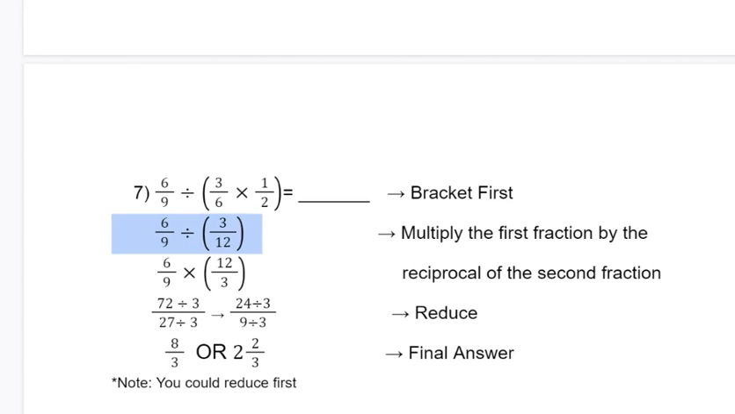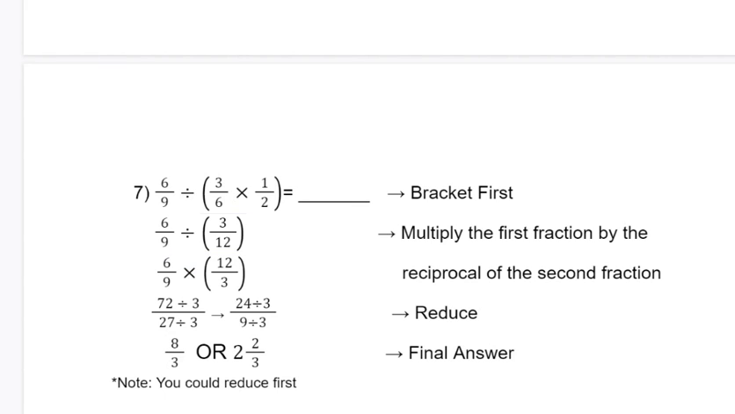Now, if you remember, based on our last few lessons on fractions, whenever you are dividing fractions, you have to flip the second one. So in this case, you would flip the 3 over 12, and then you would change the division sign to multiplication. So that is what we're going to be doing here. So it becomes 6 over 9 times 12 over 3, and then you have 6 times 12 is 72, and 9 times 3 is 27.